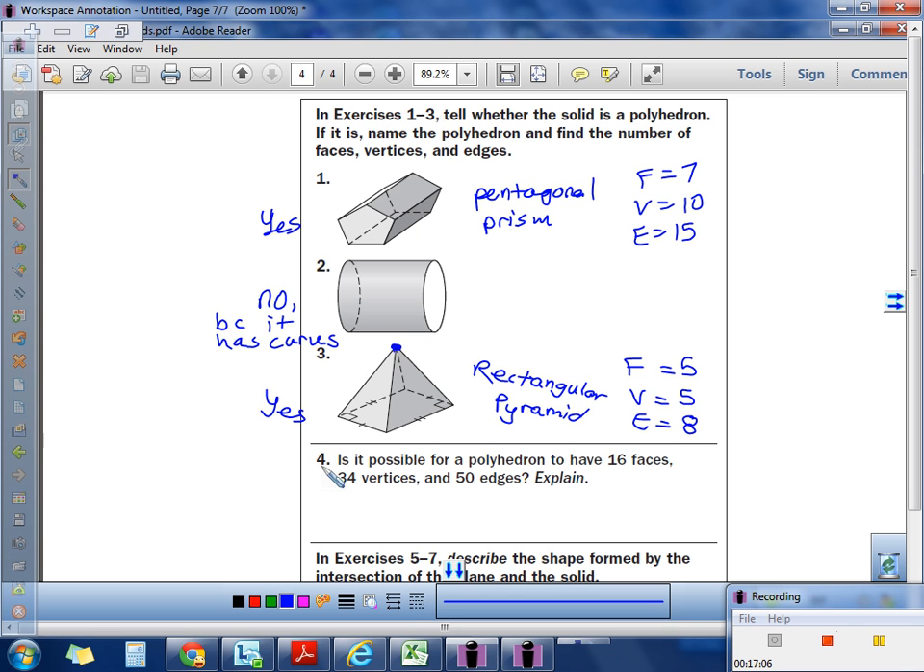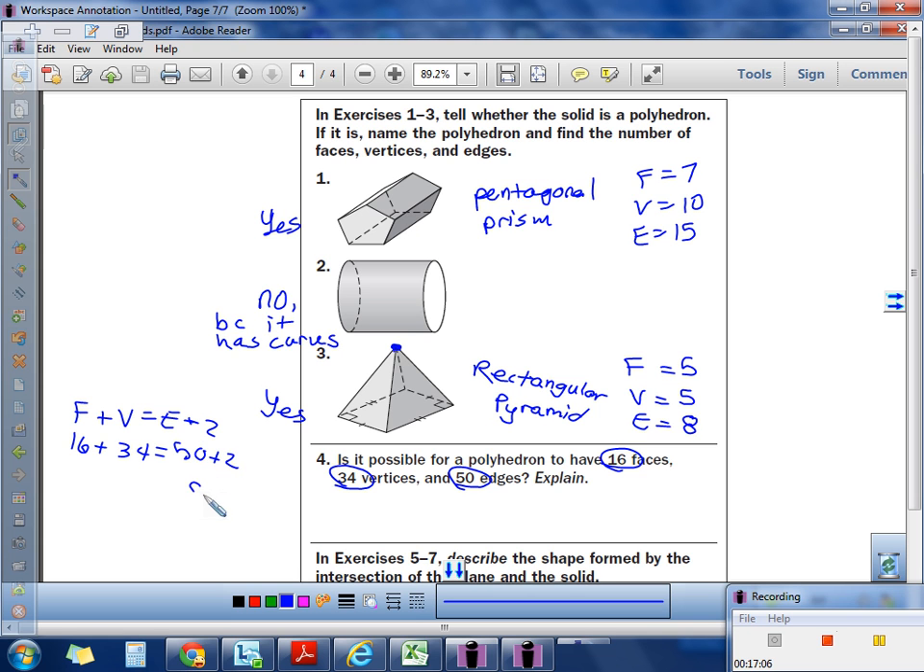Now it's giving us some numbers down here, and it wants us to use Euler's formula to figure out is it a possible polyhedron. So there's 34 vertices, 50 edges, and 16 faces. So that's where we use that formula. F plus V equals E plus 2. So faces are 16, and there are 34 vertices, and there are 50 edges.